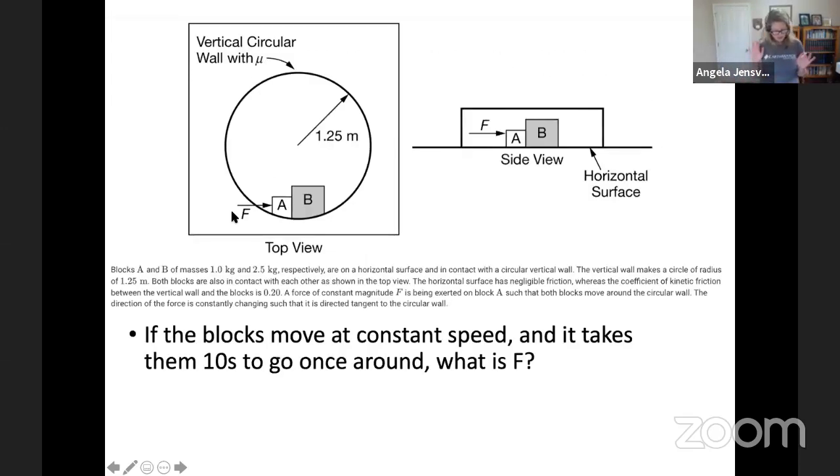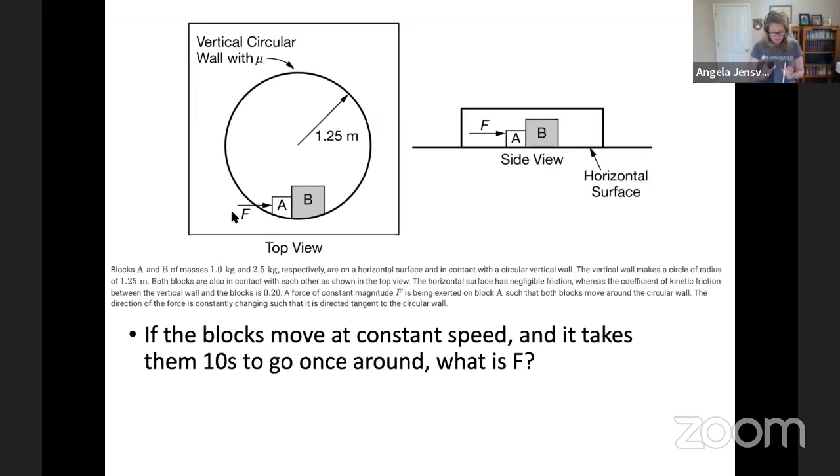Okay, there's a lot going on here, so let me just explain. The diagram on the left is a bird's eye view. You have these two blocks that are being pushed around in a circle, and there's a vertical wall that's preventing the blocks from moving in a straight line due to this applied force.